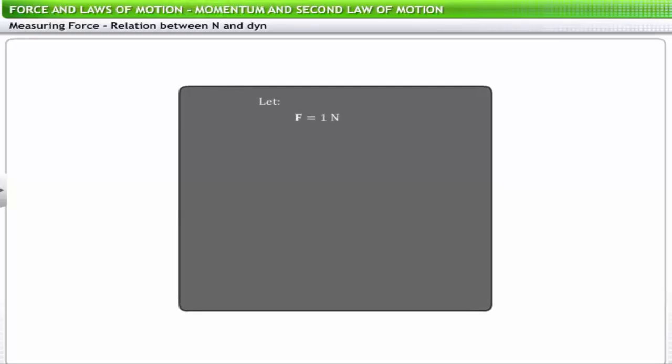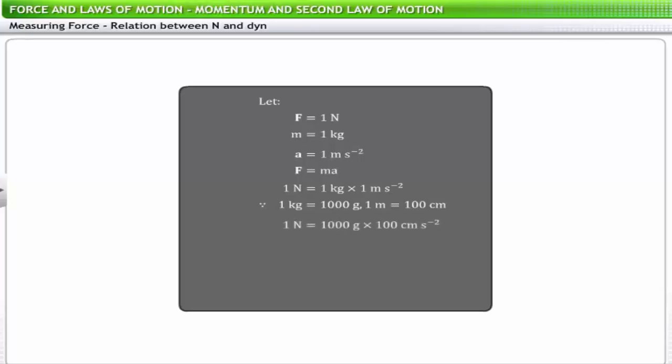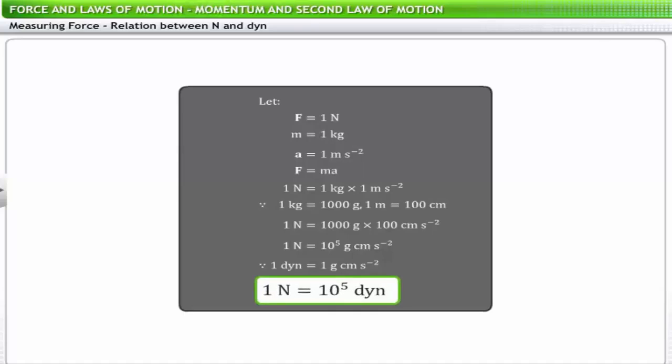Consider unit values for force, mass, and acceleration of an object, and substitute these values in the expression F = ma. You get 1 Newton = 1 kilogram meter per second square. Since 1 kilogram equals 1000 gram and 1 meter equals 100 centimeter, 1 Newton is equal to 10^5 gram centimeter per second square. Since 1 dyne is equal to 1 gram centimeter per second square, 1 Newton is equal to 10^5 dyne.